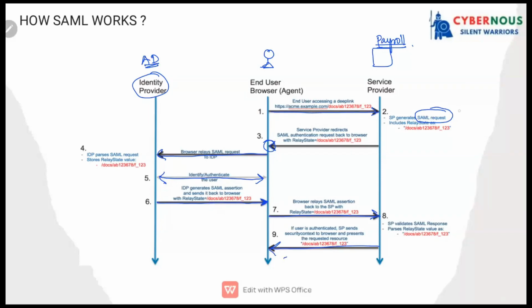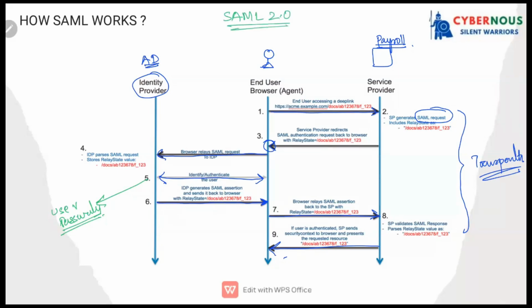Please understand, this entire thing is happening transparently. The user is not bothered. If the user is getting bothered, he will only be bothered at this point for username and password, if he has not already logged in on the system. Right? So this is how your entire SAML 2.0 works.